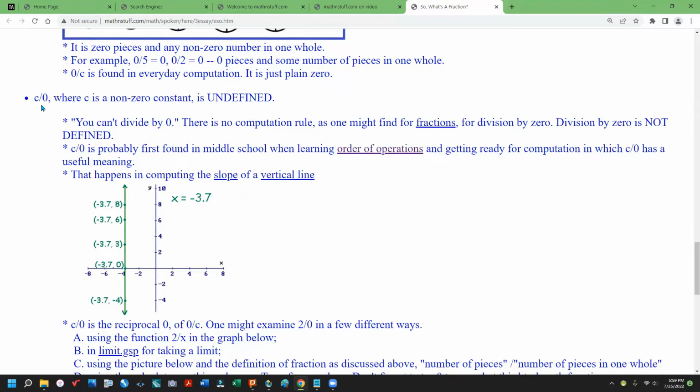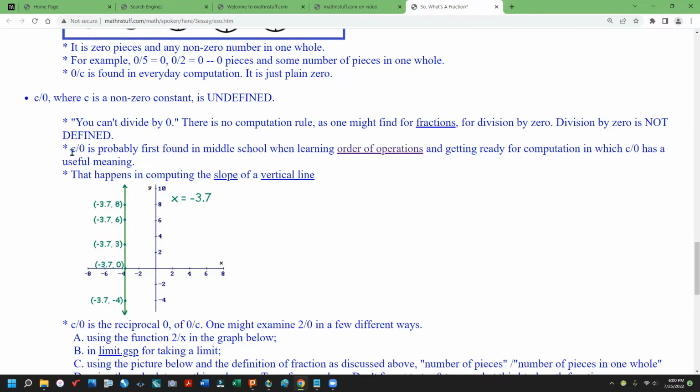Next condition. Some non-zero number divided by 0. That's called undefined. And you've probably heard it 100 times: you can't divide by 0. There's no computation rule, as one might find for fractions or logs, where you have computation rules to use, but division by 0 is not defined. Nobody probably has ever told you why. We're going to look at that in a little bit.